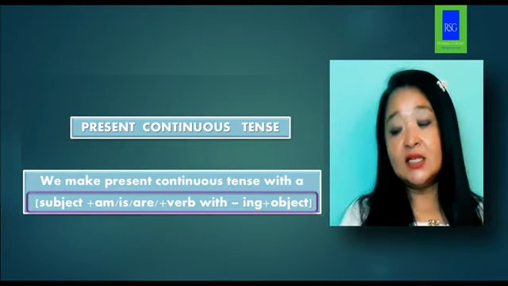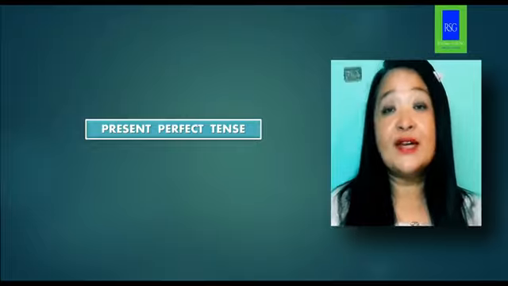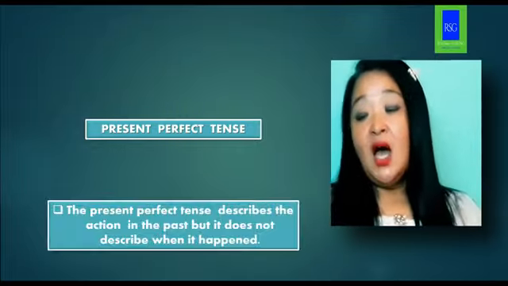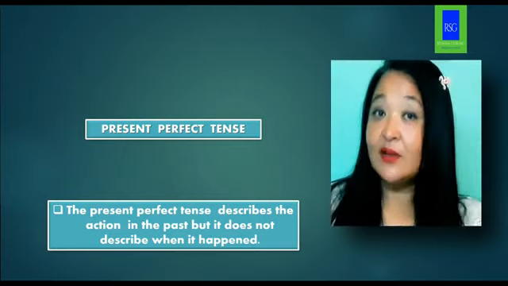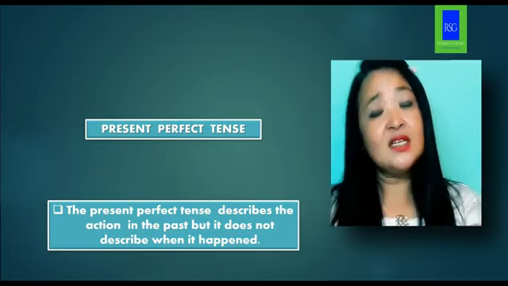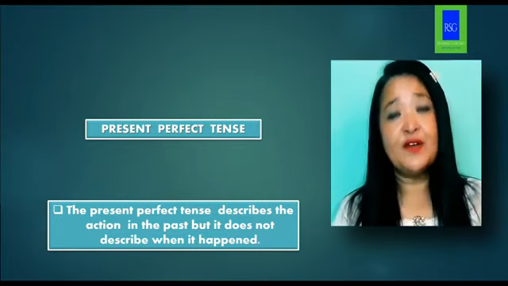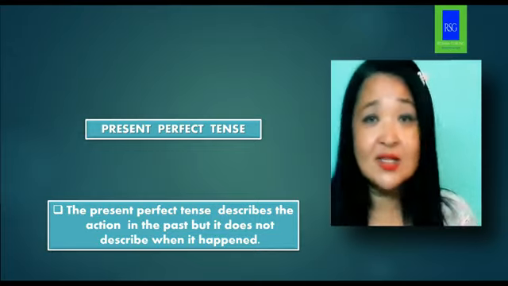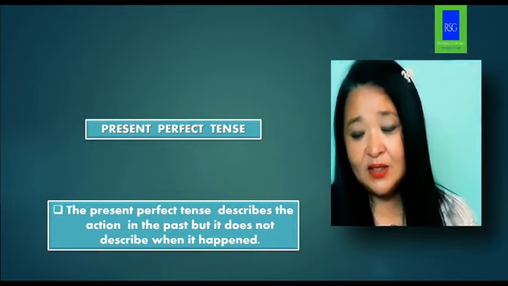Now let us see the third type of present tense, that is the present perfect tense. What is the present perfect tense? Let's see. The present perfect tense describes the action in the past, but it does not describe when it happened. Understood? It describes the action that has happened in the past, but it does not describe when it happened. Understood? Okay.